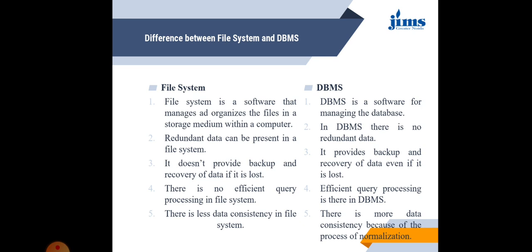The file system doesn't provide backup and recovery of data if it is lost. DBMS provides backup and recovery of data even if it is lost. Fourth, there is no efficient query processing in the file system, but there is efficient query processing in the DBMS. There is less data consistency in the file system. There is more data consistency in DBMS because of the process of normalization.